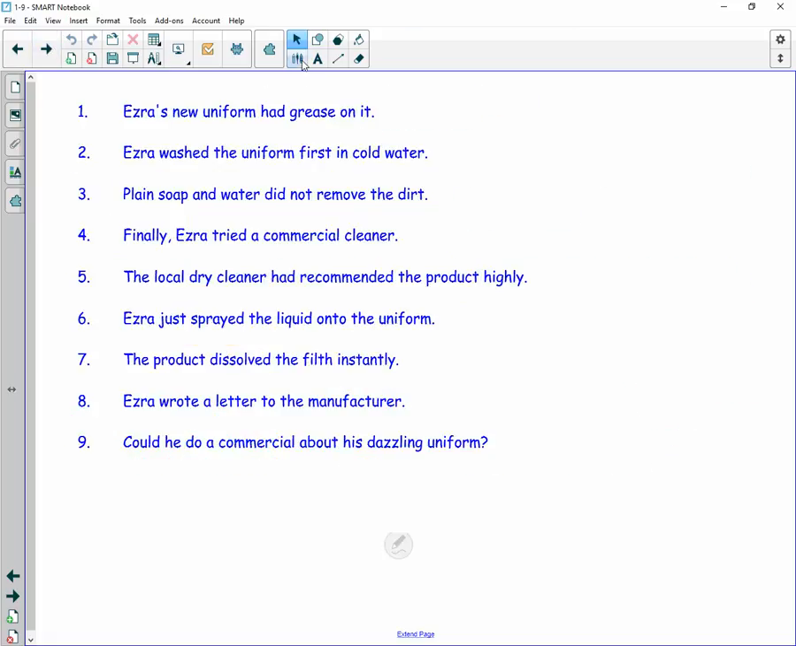So let me grab a marker. Ezra's new uniform had grease on it. Had what? Grease. Grease is a direct object. Just put a D-O above it. Ezra washed the uniform first in cold water. Washed what? She washed the uniform. Plain soap and water did not remove the dirt. Not's not a verb, so did remove what? Dirt. These are all direct objects.